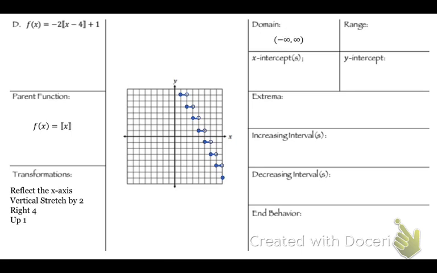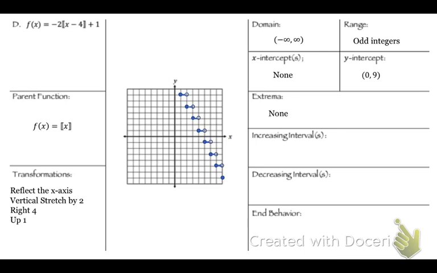Okay, domain here, negative infinity to infinity. Range is just the odd integers. There's no x-intercept. The y-intercept is (0, 9), and you could tell if you just go up 2 over 1, that's going to be 9 right there. That point right there is 9.